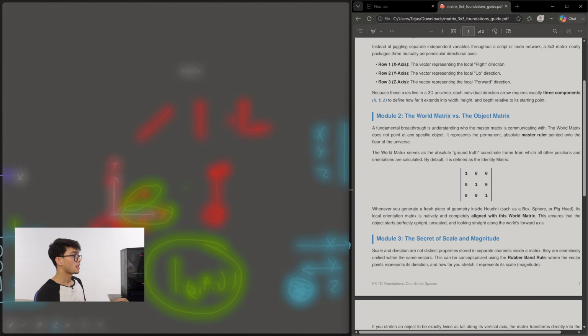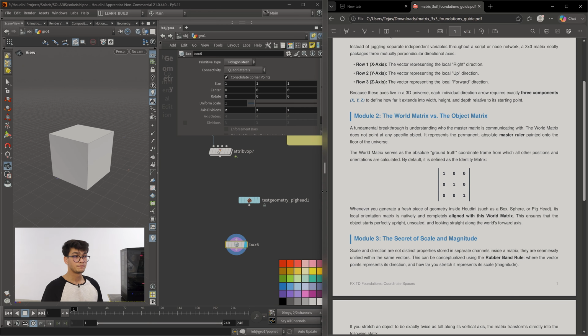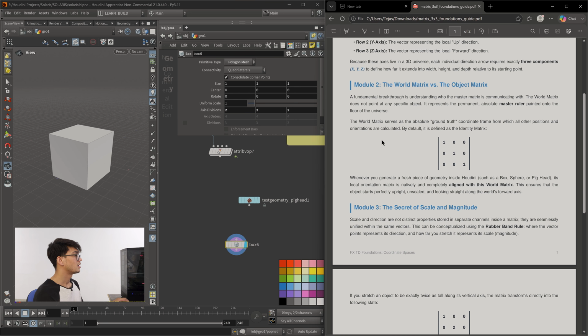Okay, so now we understand that world is the base and object has its matrix, and we have their data in matrix form. And now we will read this. The fundamental breakthrough is understanding how the master matrix is communicating with the world matrix. It does not point at a specific object, it represents the permanent absolute master root ground truth coordinate. Where did I write that? Yeah, here. You see this is the world matrix.